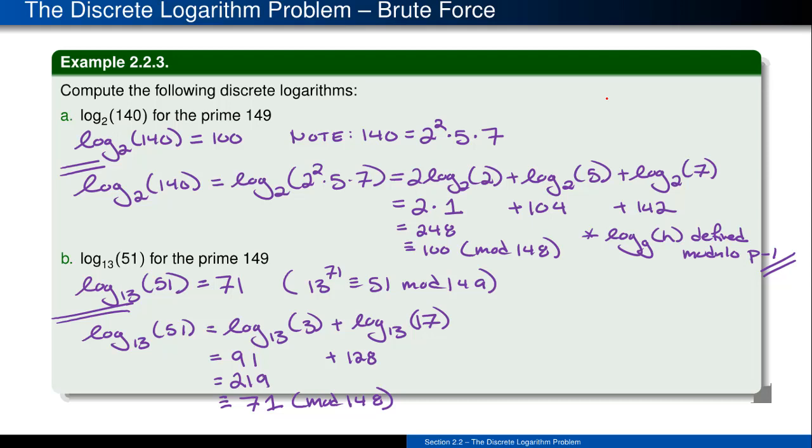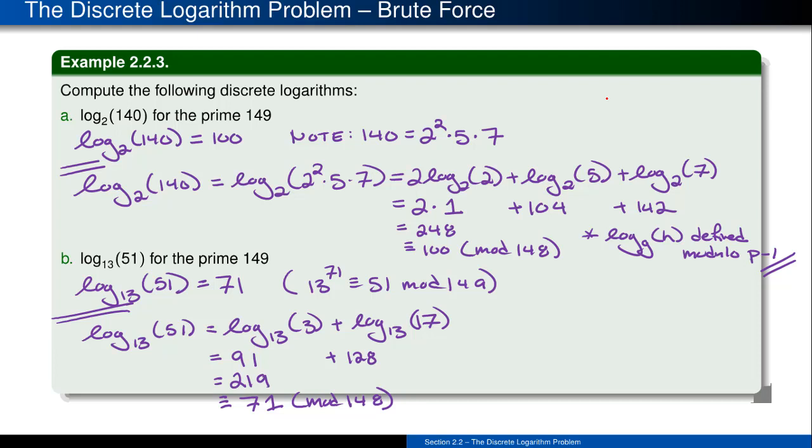So the next little thing that I want to mention in the world of these discrete logarithms is that they actually do behave very nicely. If I look at this log base 2 of 140, what I can see is that it kicked out an answer of 100. That was what we just saw in that last example. What I can also see is that the number 140 actually factors. So this turns into 2 squared times 5 times 7.